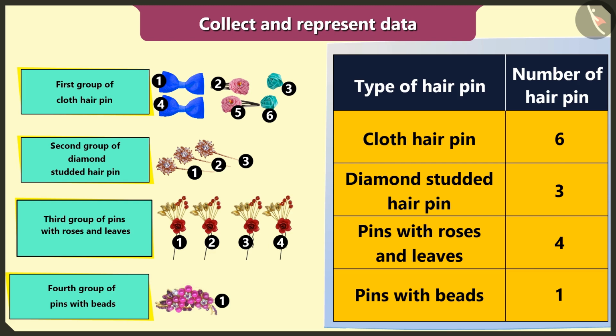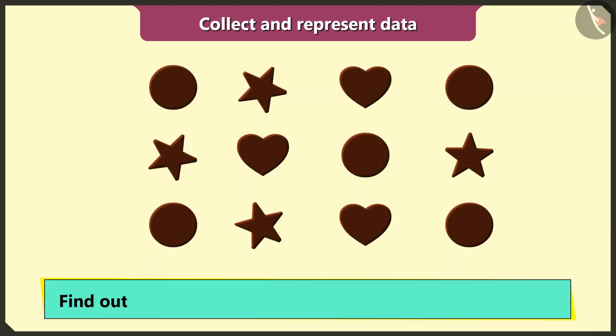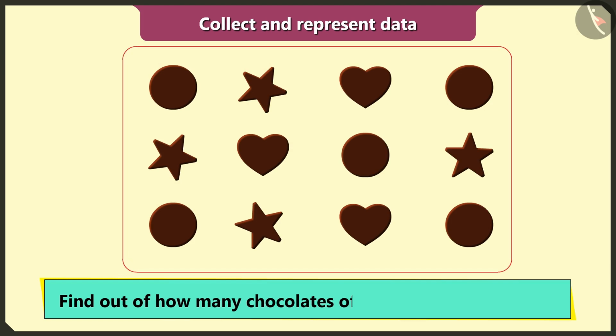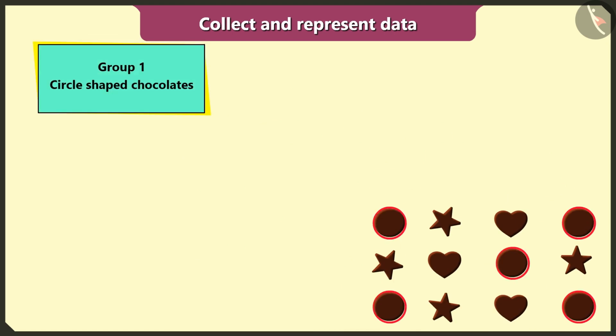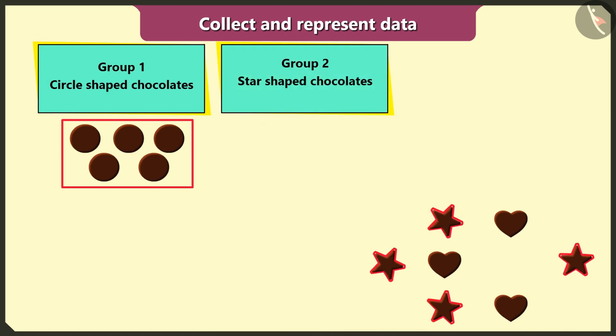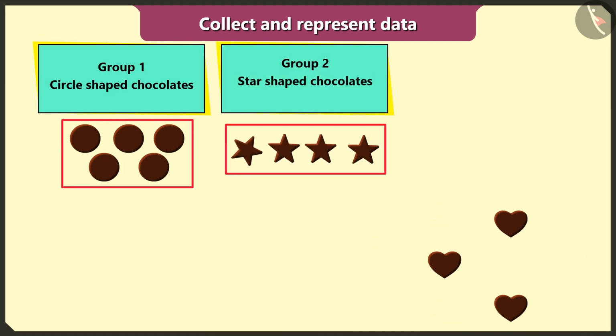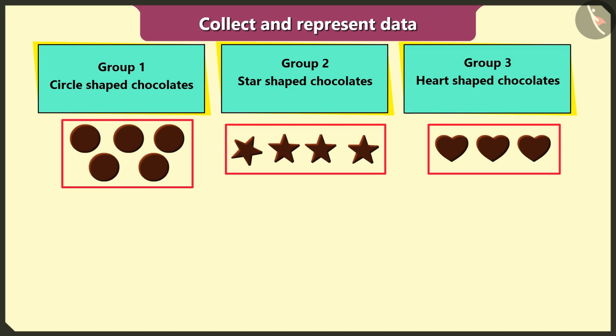Wow! I'm having fun! Come on, now let me find out how many chocolates of which shapes I have. So first of all, I will group chocolates based on their shapes. First of all, group of circle-shaped chocolates. Second group is star-shaped chocolates. And the third group is of heart-shaped chocolates.